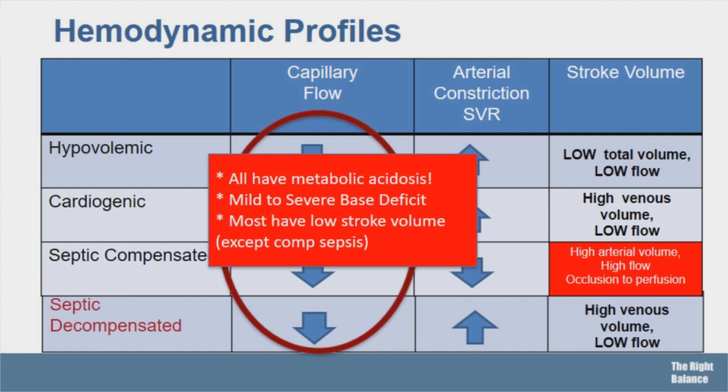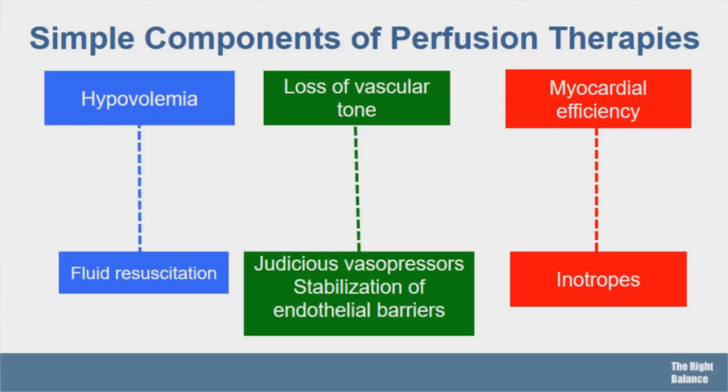So we want to remind ourselves that stroke volume is going to give us a lot of information about those types of shock. But all shock has metabolic acidosis. All shock has mild to severe base deficit. And our focus is, can I maximize stroke volume? And that is the critically important piece here. So we just think about our simple components of perfusion therapies.